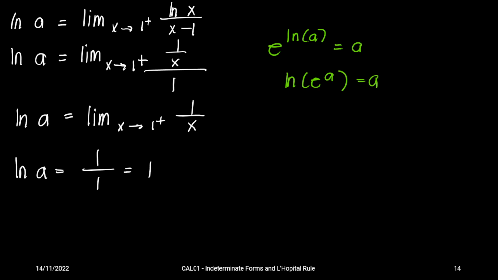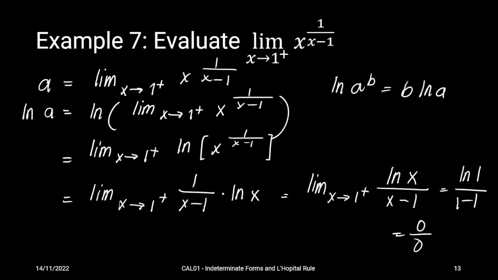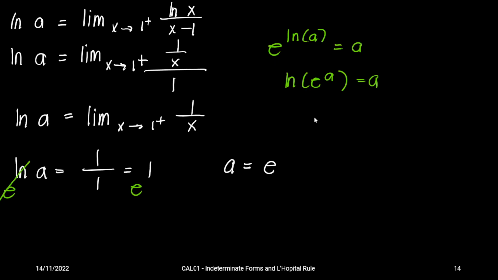So, ito i-apply natin na theorem. So, we have to raise both terms with e. I mean, make both terms as exponents of e para ma-cancel natin to. So, therefore, a is equal to e. e is the limit of the function, itong ating function na x raised to 1 over x minus 1, as x approaches 1 from the right. Okay, so this is our answer.